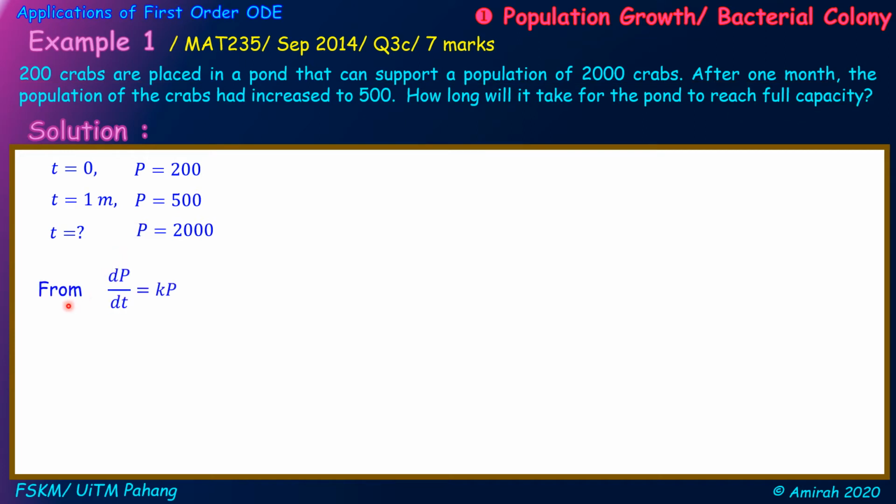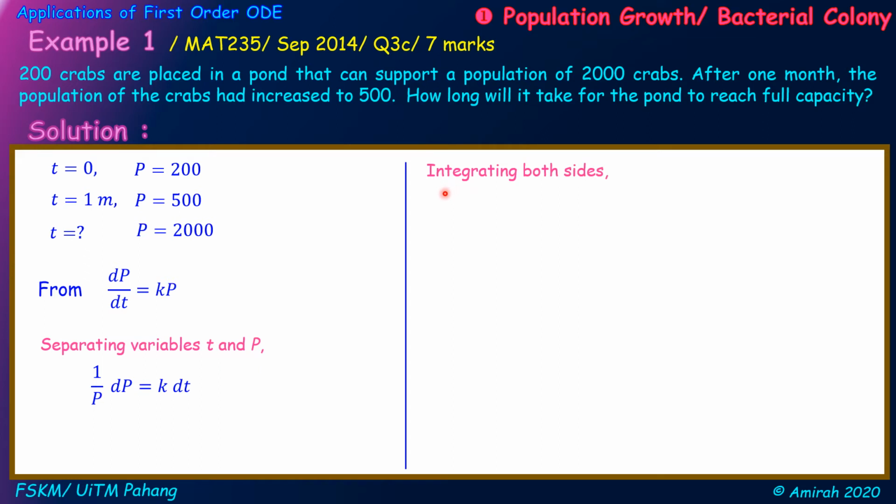And then we can start from the differential equation: d population over d time equals constant times population. From here, separating variables t and p, from the denominator dt, we move to the right hand side and it becomes multiplication. Then we move p to the left hand side. Then we can write 1 over p d population equals constant k dt.